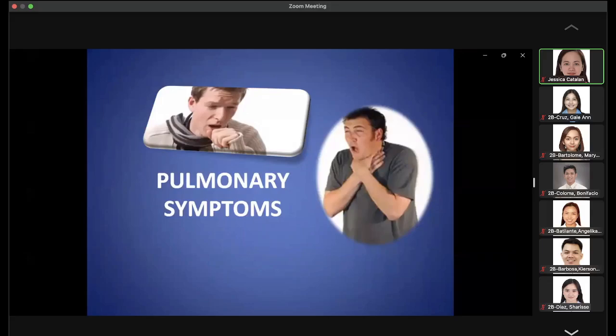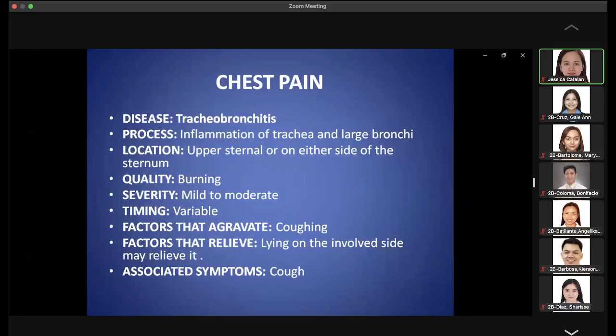For the pulmonary symptoms, there is a constellation of symptoms pertaining to the respiratory system. The most common would be chest pain. If the chest pain comes from your respiratory system, one of the common diseases that we can attribute is tracheobronchitis, which is the inflammation of the trachea and large bronchi.